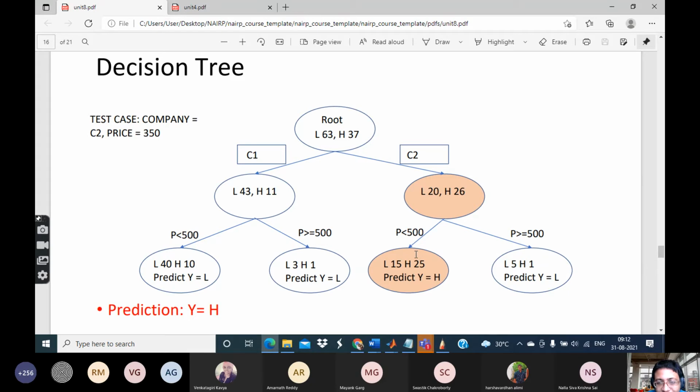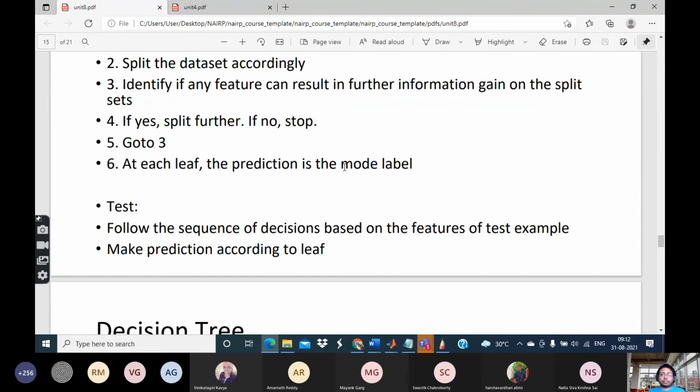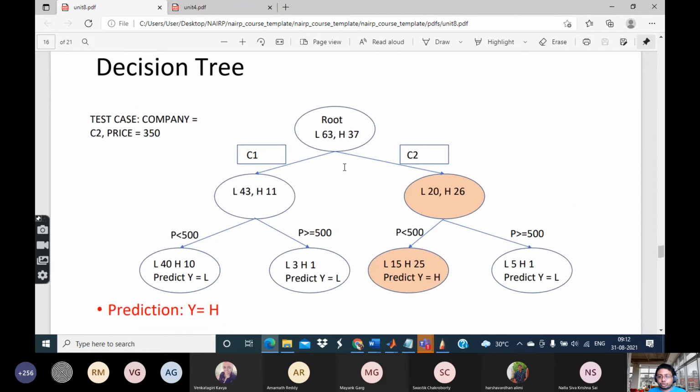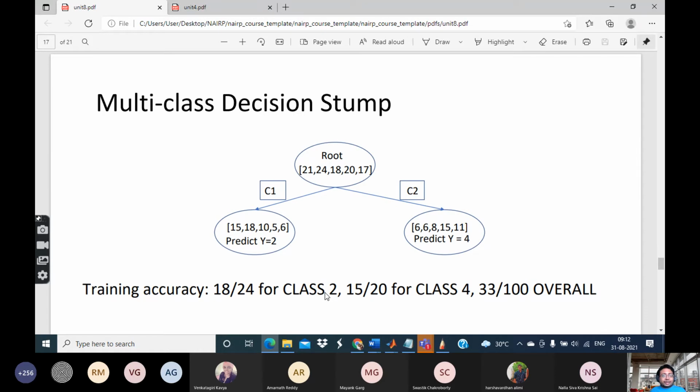Now it turns out that this subset is a leaf node. That is, there is no further splitting to be done. Whenever there is a leaf node, the prediction is going to be the modal label of this leaf node. So what is the modal label of this node? That is H, that is high rating. So you predict that the rating is going to be high. This is how the decision tree algorithm for classification works. Now, as I said earlier also, it need not be just binary classification.